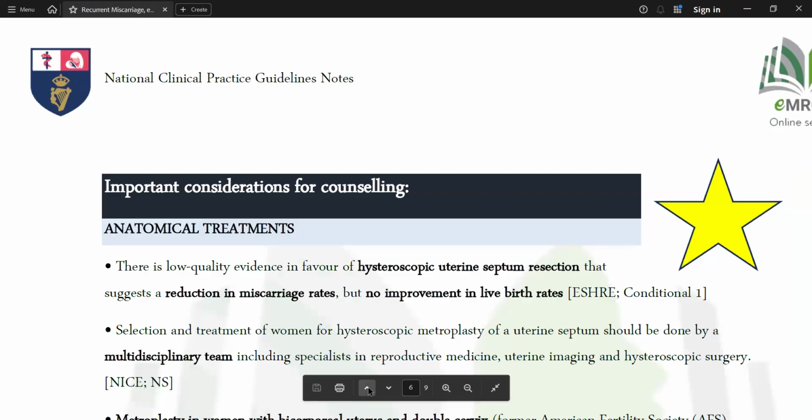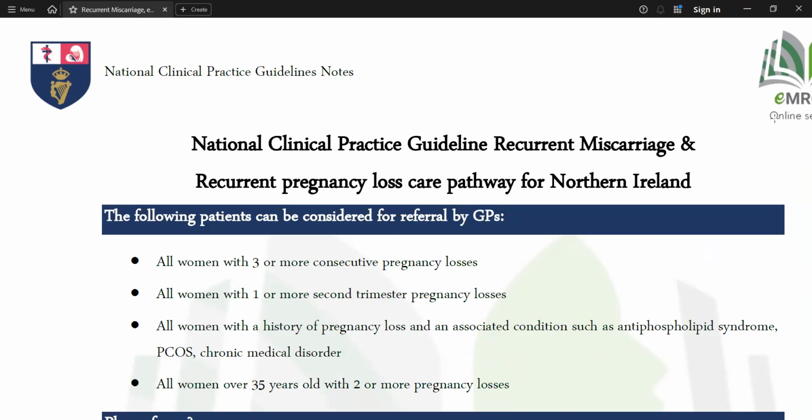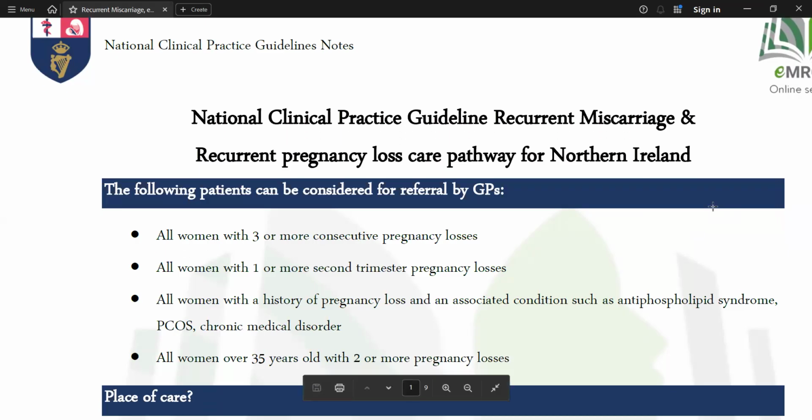This is why I told you it's very important to know them. The criteria is any woman with 3 or more consecutive pregnancy losses. Consecutive pregnancy losses means one pregnancy loss after the other, not sporadic. And this is why I told you it's important to know whether you are dealing with a normal lady that's going to need normal antenatal care because she's having sporadic miscarriages, or someone with 1 or more second trimester pregnancy losses. A lady with 1 or more second trimester pregnancy losses is RPL. A lady who is over 35 with 2 pregnancy losses only, 2 or more, of course, is also RPL.